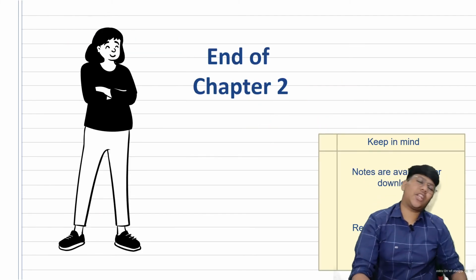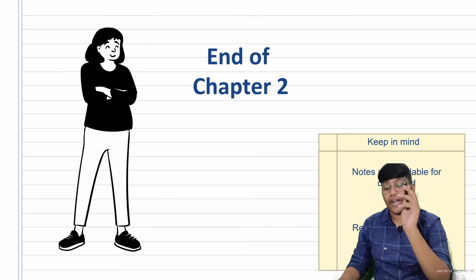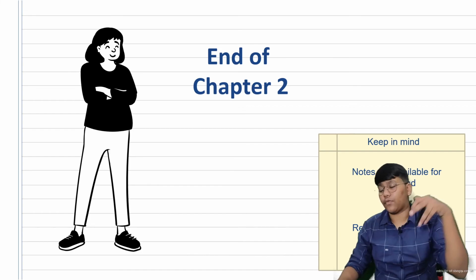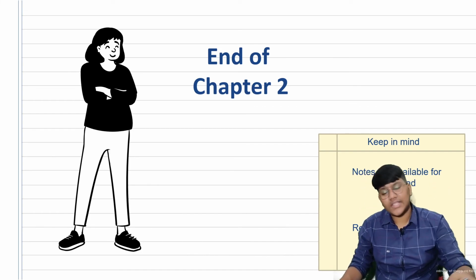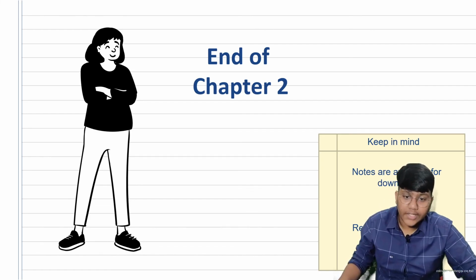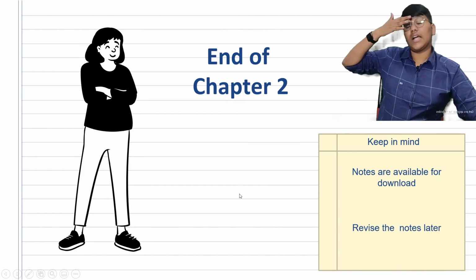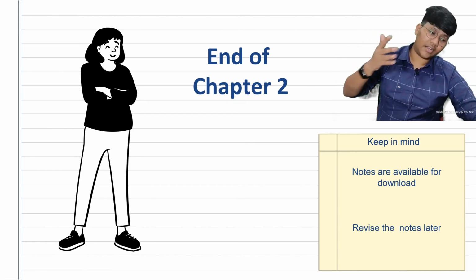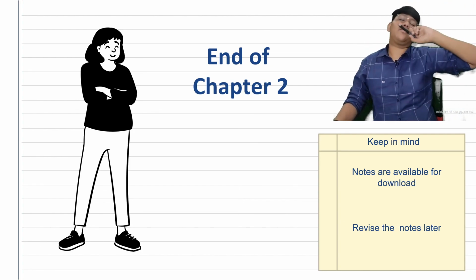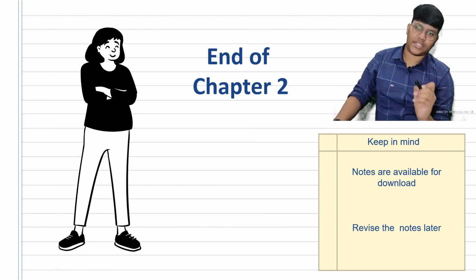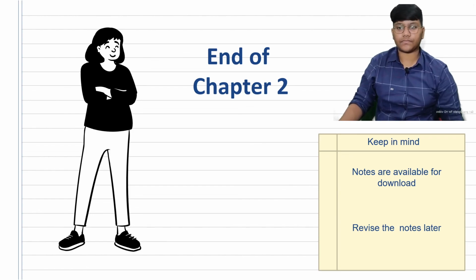This was chapter 2. Very small, very easy, nothing difficult. If you are finding it difficult, read this, watch this video again, question yourself. The notes are available for download. Download them, study them, and revise again and again. We have to score at least 90% and aim for 100%. 100% should be our goal and we have to achieve it. This was the end of chapter 2.